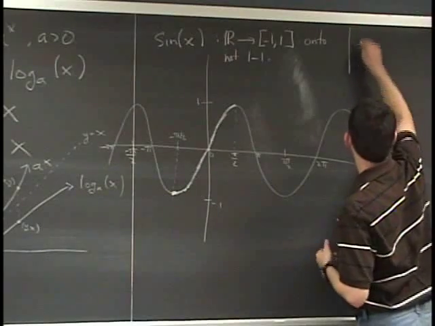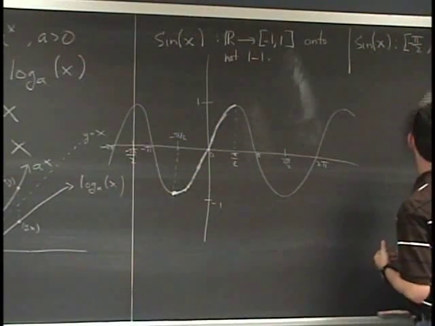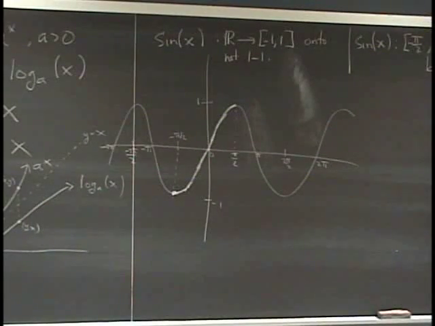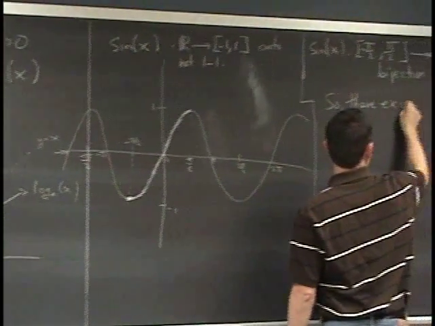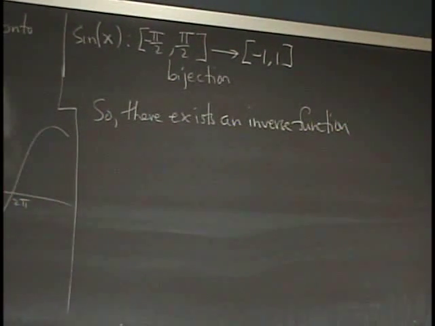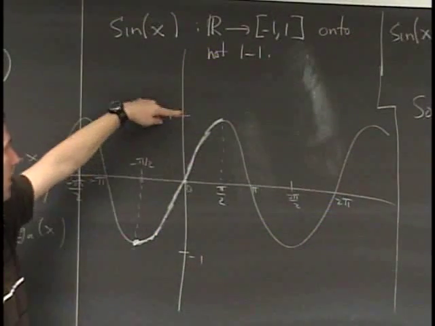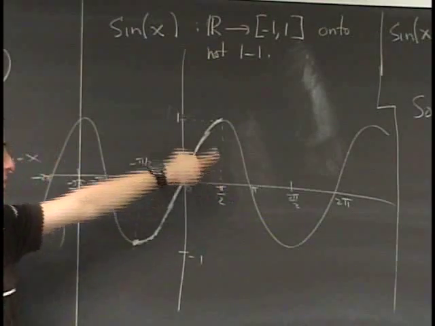So this function is not a bijection. But the function sine of x from -pi/2 to pi/2 is now a bijection. And so it has an inverse. So there exists an inverse. And the way the inverse is going to work is, you give it some y value, and it just goes over to the graph and says, okay, what's the x value? That's my output. So if you tell it 1, it's going to go over here and say, oh, that came from pi/2. So the inverse function is going to take 1 and send it to pi/2.